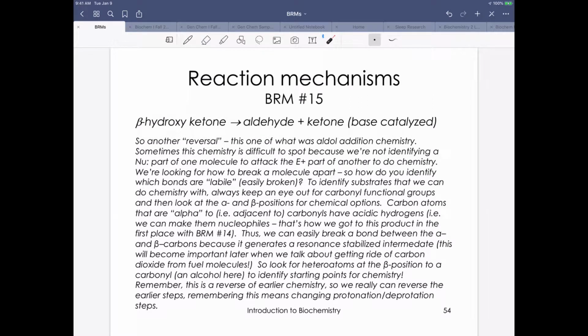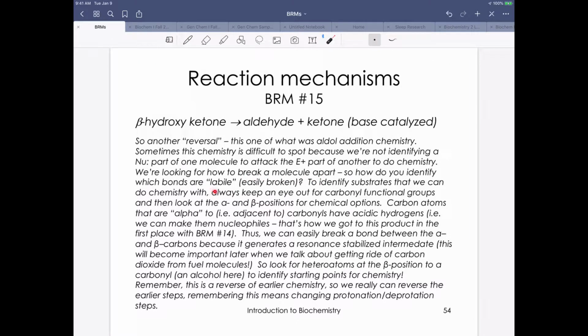So reaction mechanism 15 is a reversal of what we saw in 14. And again, what we saw in 14 was aldol addition chemistry, or carbon-carbon bond making. Now we're going to be doing carbon-carbon bond breaking. So again, sometimes this chemistry is difficult to spot because we're not necessarily looking for something that's nucleophilic as part of one molecule to attack something that's electrophilic in another one, combining chemistry. Now we're looking for how to break things apart.